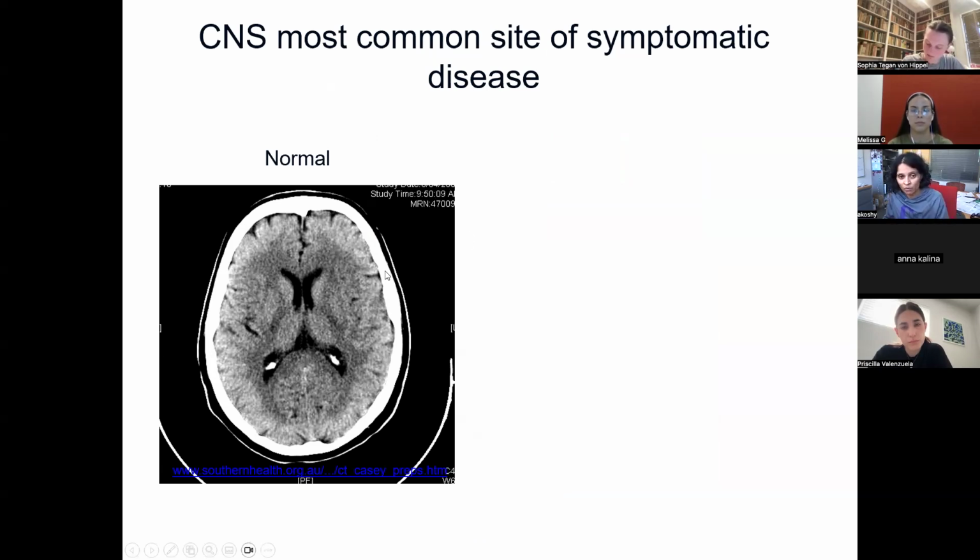So this is a normal head CT. I just pulled it off the internet, but I show you this to compare it to abnormal ones. About 10 to 30% of the US is infected with Toxoplasma, at least based on serologies, and most of those people are going to be just fine. Their head CT looks like this. I can't tell the difference between if you have Toxoplasma or you don't, but we think once you're seropositive, you're going to have it for a long time.